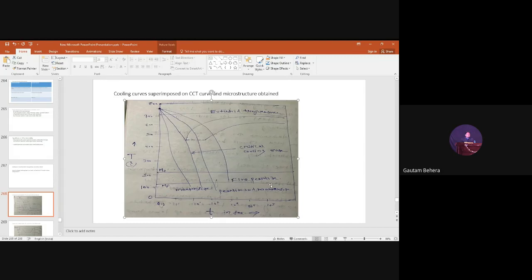Can anybody tell me why it is forming fine pearlite? If the cooling rate is like this, why should it form fine pearlite? What is the justification for it? First, tell me why it will form pearlite. The second question is why it is fine pearlite. Let me see how many of you can answer. Soumya, don't answer. I don't want an answer from you, Soumya Panda. I want an answer from others.